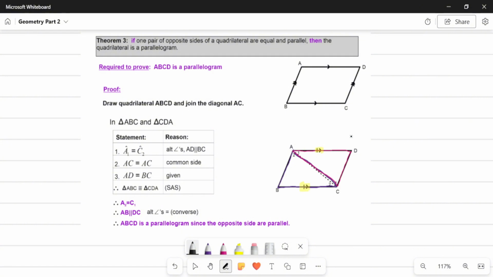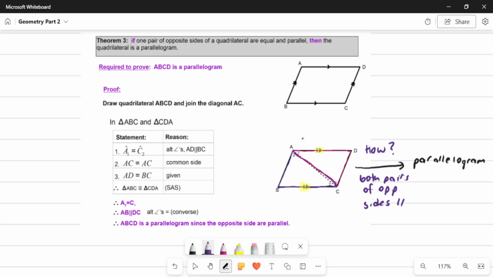Understood? So this is not a parallelogram. This is a quadrilateral. But if I can prove that this quadrilateral will lead to a parallelogram, how am I going to do that? By proving both pairs of opposite sides parallel, then this quadrilateral becomes a what? Parallelogram. But we're starting off with what the theorem tells us.